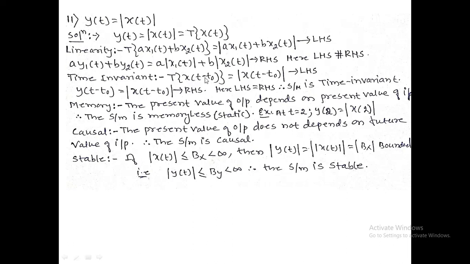Time invariant. T of x of t minus t naught. The system operating on the input signal is equal to modulus of the input signal. In case of time invariant, the input signal is x of t minus t naught. This is LHS. RHS: y of t minus t naught. y of t is given, I have to obtain y of t minus t naught.